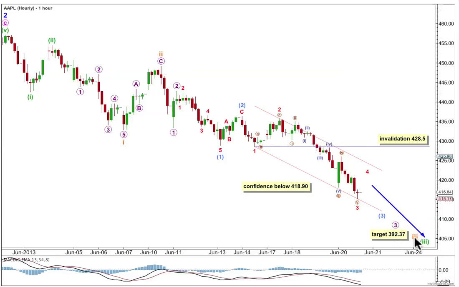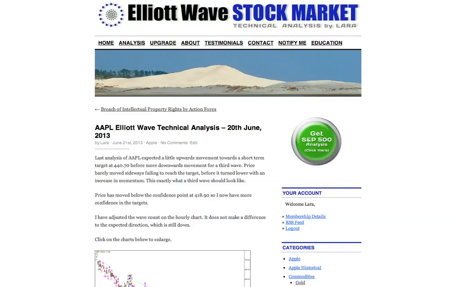At 392.37, sub-minuet wave 3 will reach 2.618, the length of sub-minuet wave 1. Another longer lasting fourth wave correction lasting maybe a couple of days, more downwards movement to end minuet wave 3. I'm expecting overall more downwards movement for Apple, with a series of small fourth waves on the way down, increasing in size and duration. For now, for the next few days, I'm expecting a slight decrease in momentum, and then we'll have a second wave correction before we have the strongest piece of downwards movement, which is probably a couple of weeks away.